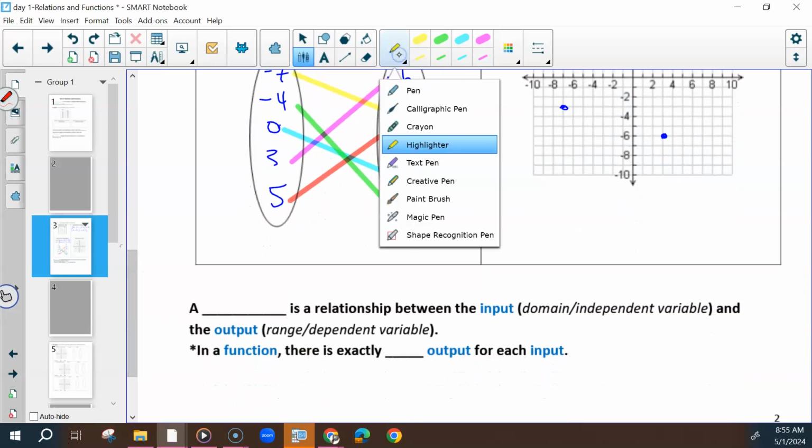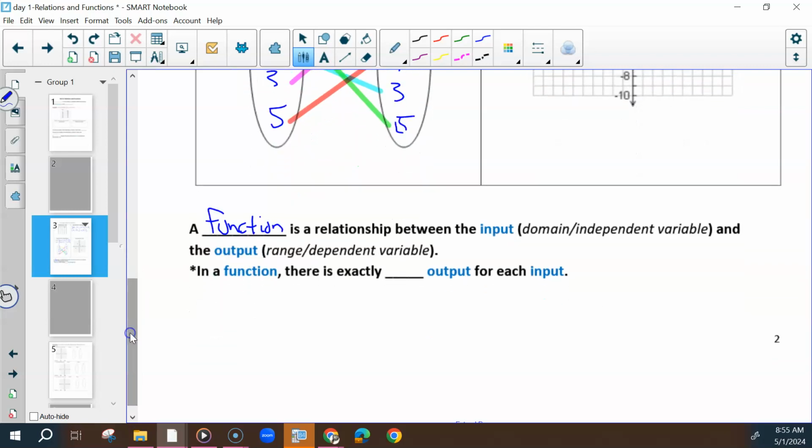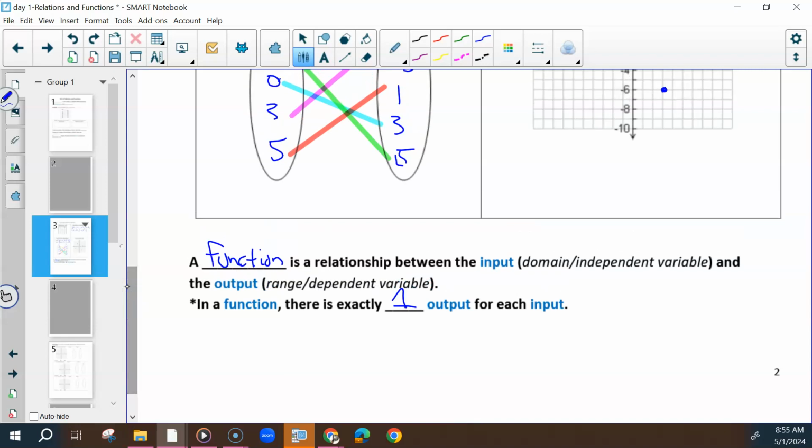And in this last part, a function is a relationship between the input or domain, x values, independent variable, and the output or the range, y values, dependent variable. In a function, there's exactly one output for each input. So if I were looking at the examples here, each x value has exactly one y value, and that's what it means to be a function. We're going to try some examples on the next page.